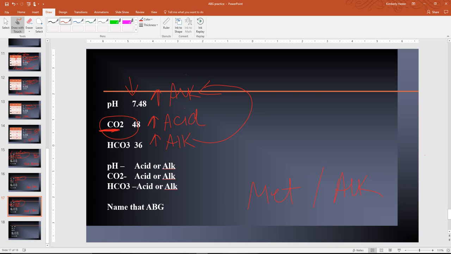So if you were looking at this ABG and this pH was instead 7.4, let's say 7.44, then you'd be looking at compensated.